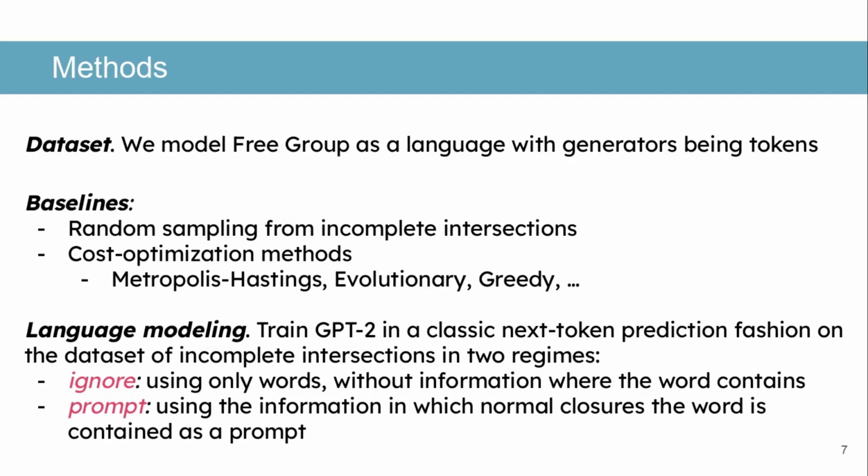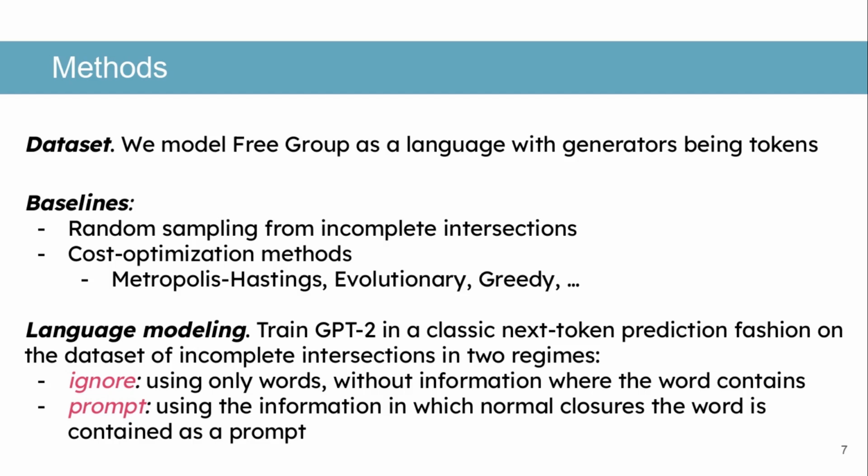We model the free groups as a language with generators and their inverses being single tokens. The first baseline we used is random search from incomplete intersections. It is interesting to compare language models with this method to find out whether transformers learn something else than just the training distribution. Other baselines are cost-based optimization methods. As a cost, we use the sum of some sort of distances to the normal closure. We can remove the ith generator from the word and look at the remainder, and say that the length of the remainder would be the distance to the ith normal closure.